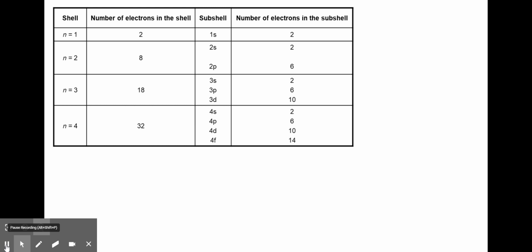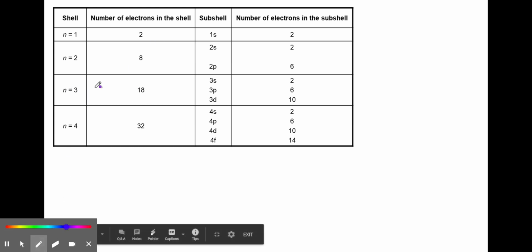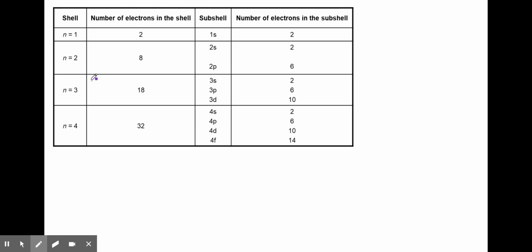Okay, in shell 3, we have a maximum of 3 subshells, and that third shell itself can hold 18 electrons. The very first subshell can hold 2 electrons. The second subshell can hold 6.